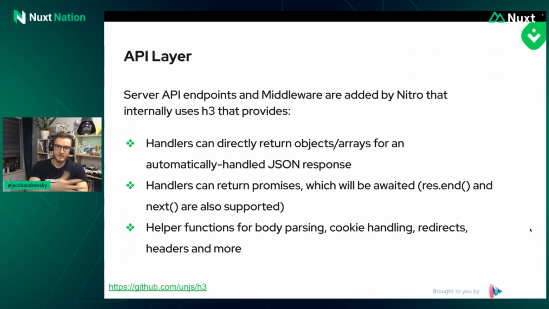But apart from the server itself, Nuxt also comes with H3, which is used to work with server API endpoints and the middleware. What H3 does under the hood is it allows you to handle requests and responses and return objects out of them, and also comes with several useful utils such as body parsing, cookie handling, redirects, and many, many more.